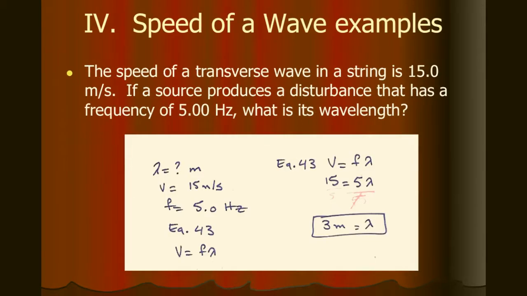Here's another problem, fairly simple. We've got a frequency of 5 hertz and the speed of the wave is 15 meters per second, and we're solving for wavelength. Pretty straightforward once you label everything.